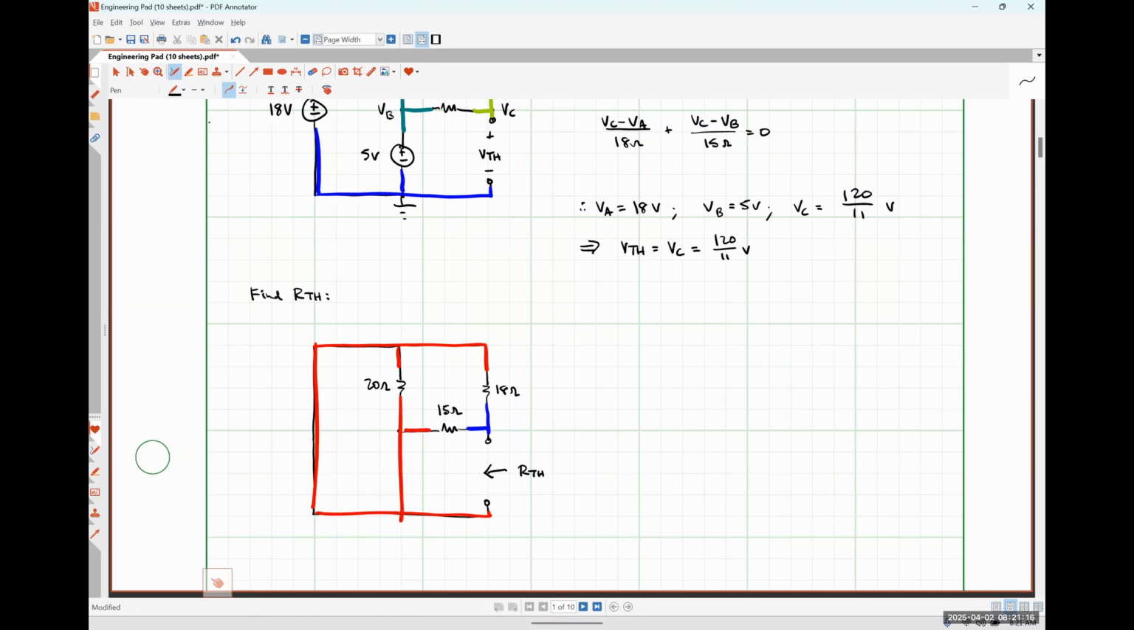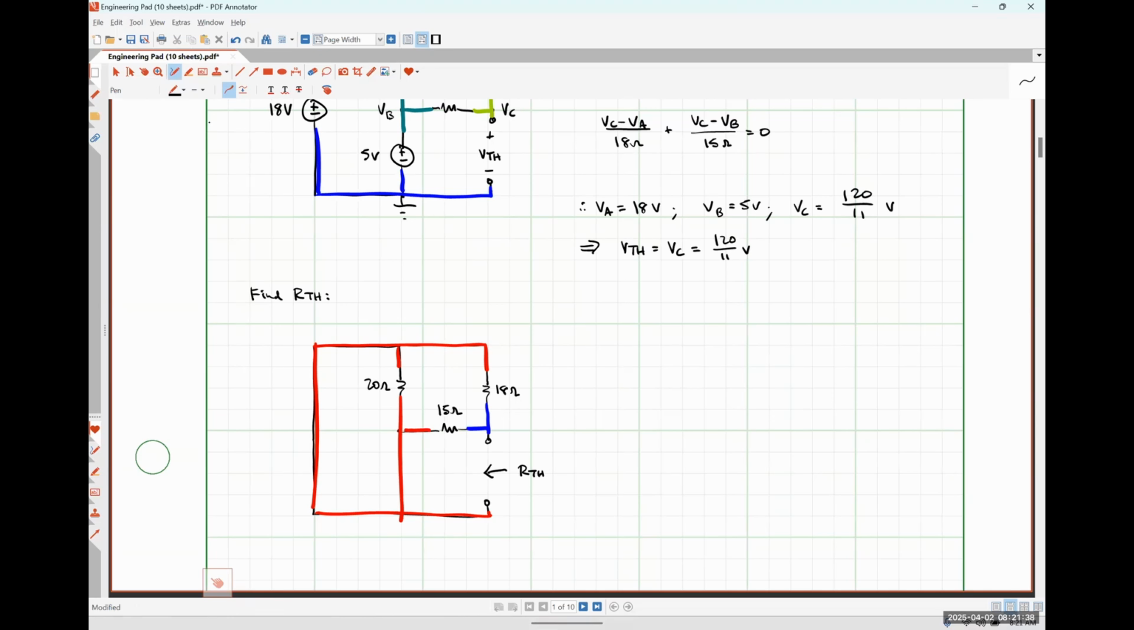So whenever we're finding the Thevenin equivalent resistance, we need to be looking at a dead network, which means there is no excitation. So all of our sources, doesn't matter if it's an independent current source or an independent voltage source, we are going to turn them off when we look for RTH.